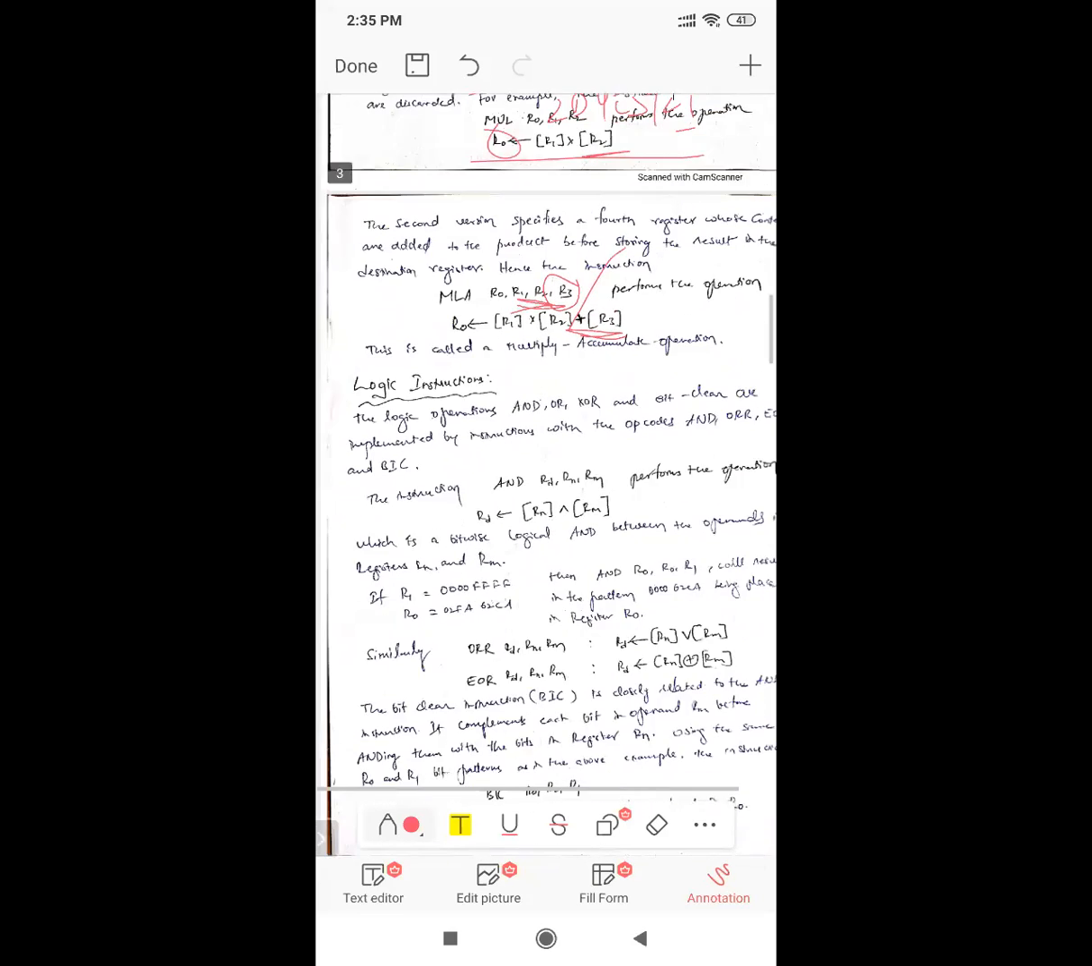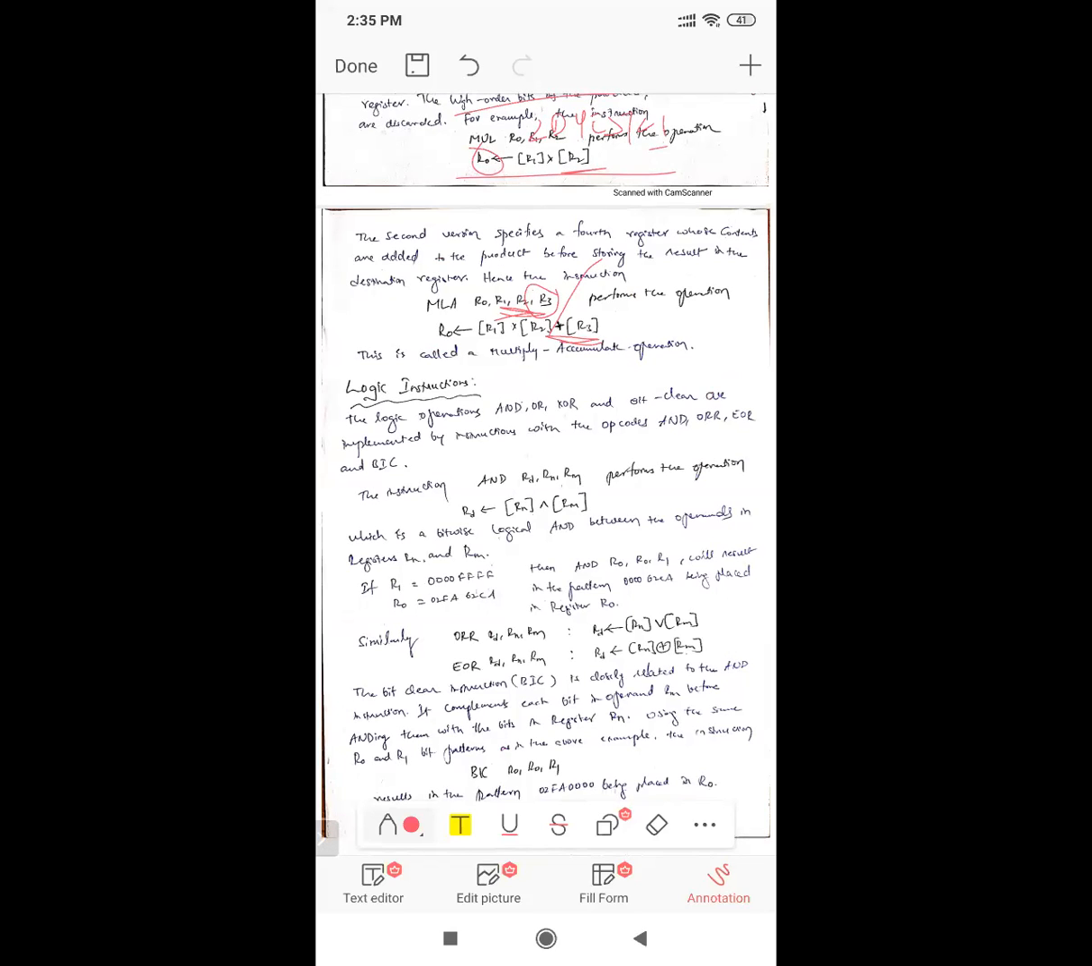And next, logic operations: AND, OR, XOR. These are the basic logic operations. Here the BIC, bit clear instruction, is also a logic operation because it uses the AND operation. That's why it is specified under the logic operations.